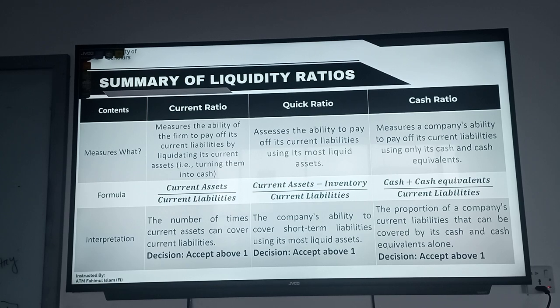So how should we interpret it, and what decision should we take? A quick ratio greater than 1 suggests that the company has sufficient liquid assets to meet its short-term obligations without relying on the sale of inventory. But a quick ratio below 1 may indicate potential difficulties in meeting short-term obligations with its liquid assets. The decision should be accepting above 1.